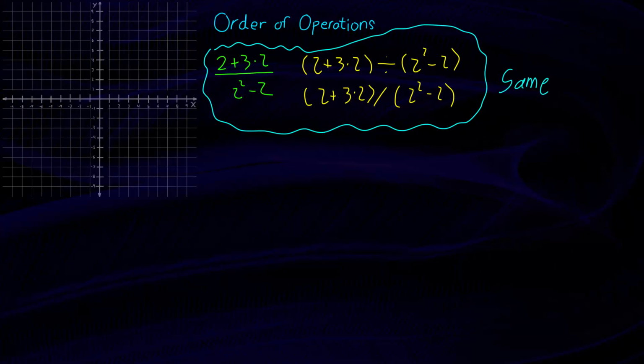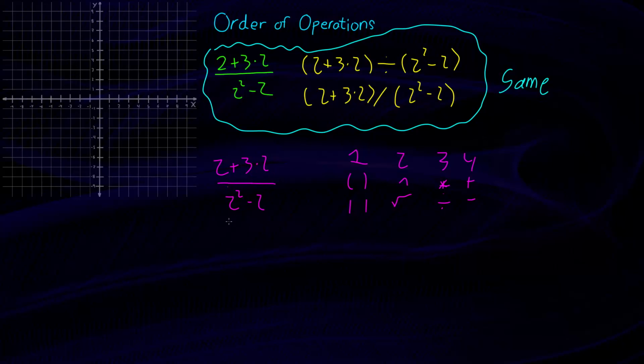So how do we want to go about solving this? I'll go with this version here: 2 plus 3 times 2 divided by 2 squared minus 2. First, remember that the first thing we do is parentheses and absolute values. The second thing is powers, like square roots and squares and all that. Third is multiplication and division. And fourth is addition and subtraction. All right, so let's start taking a look at this one.